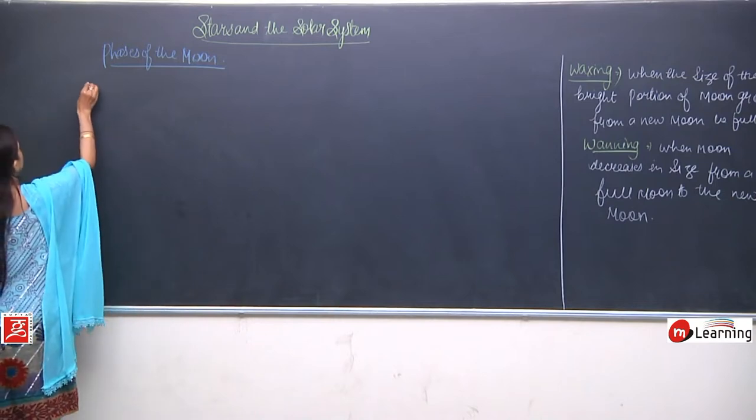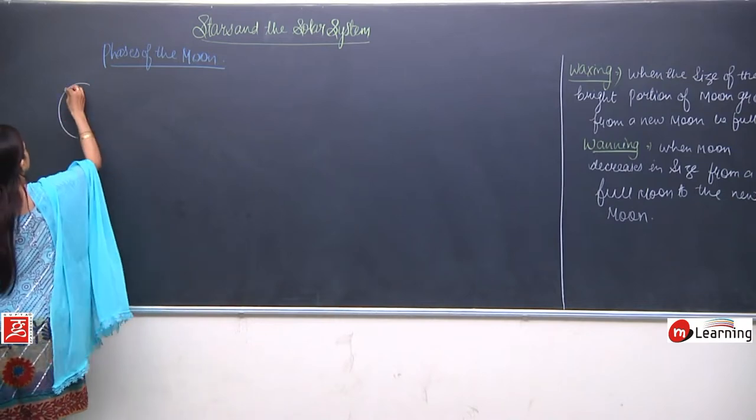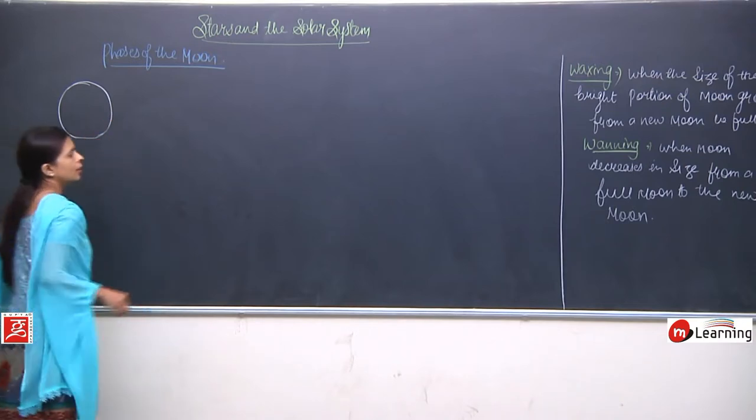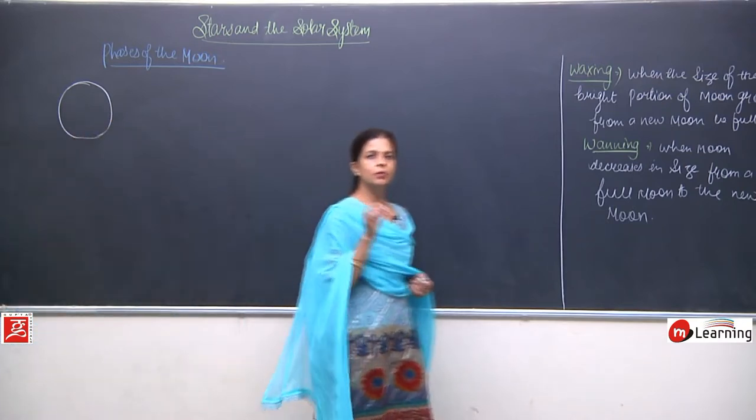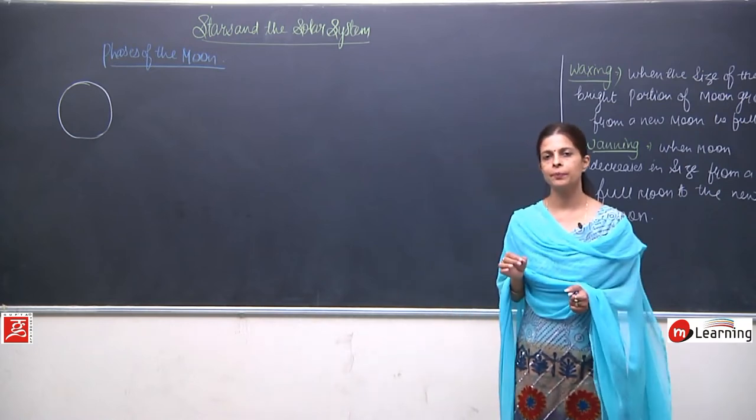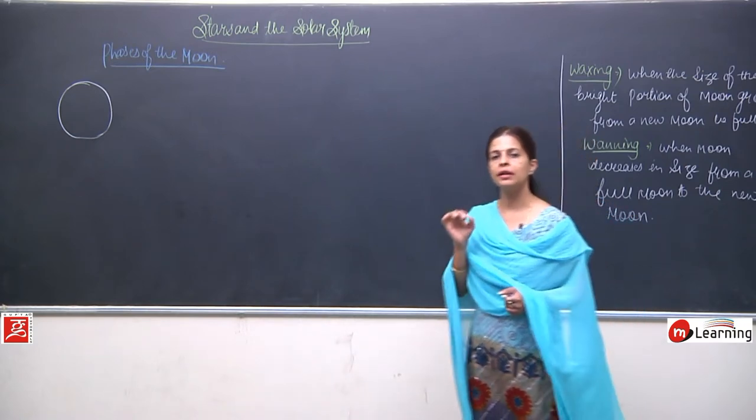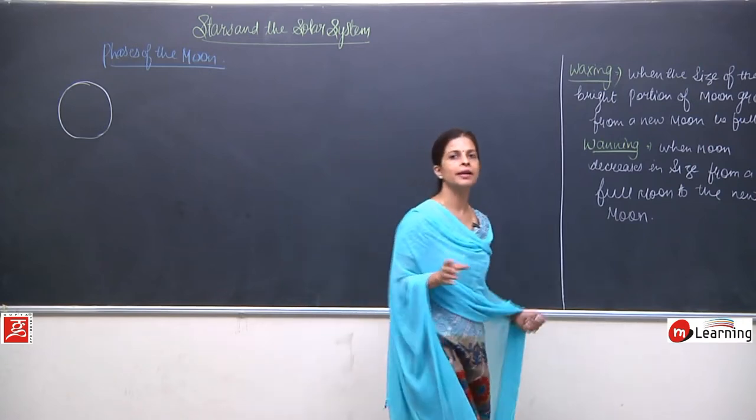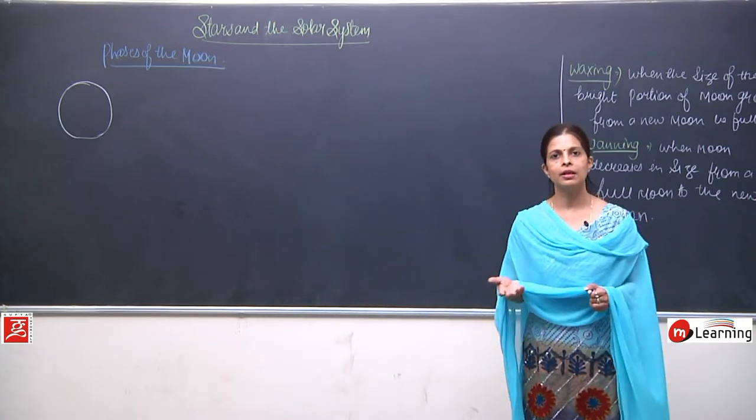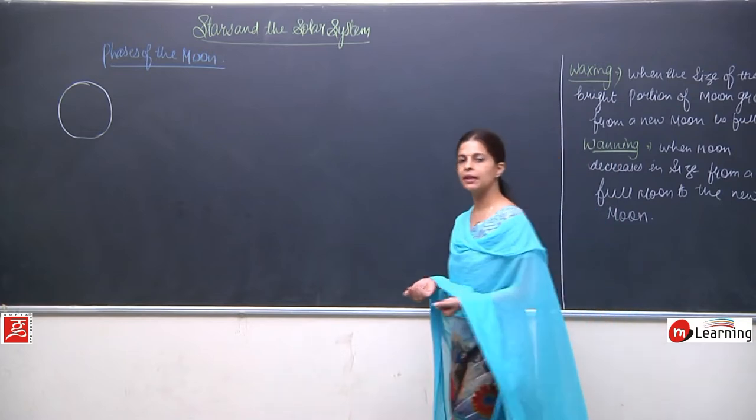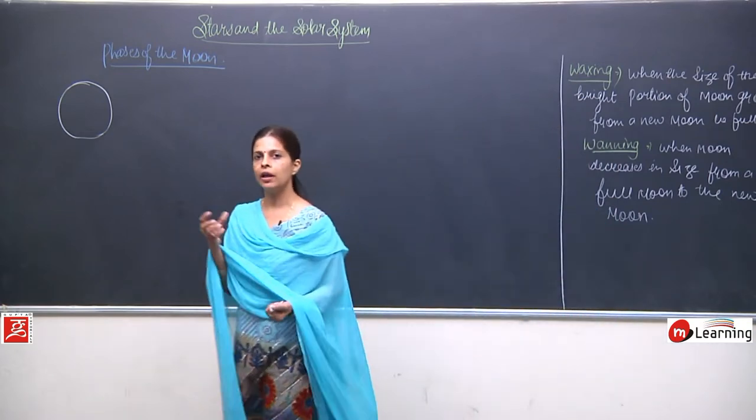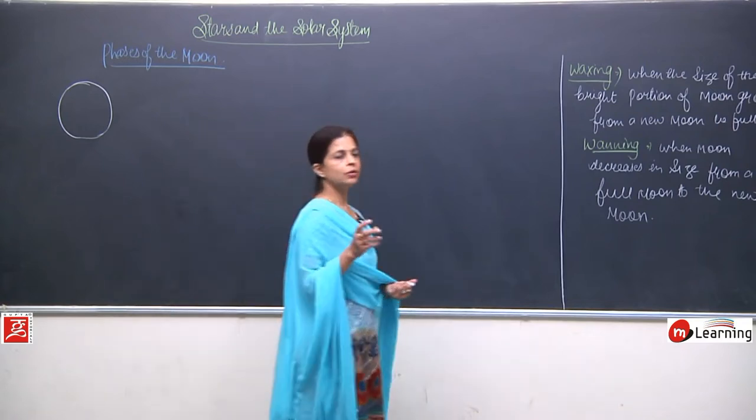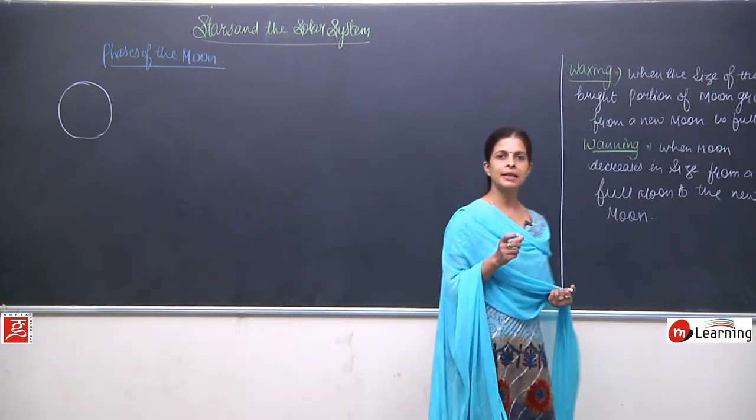So first of all, actually the moon is a non-luminous object. That means the moon does not emit its own light. Moon does not have its own light. Then how are we able to see the moon? We will be reading this in light, how an object appears, how can we see an object?